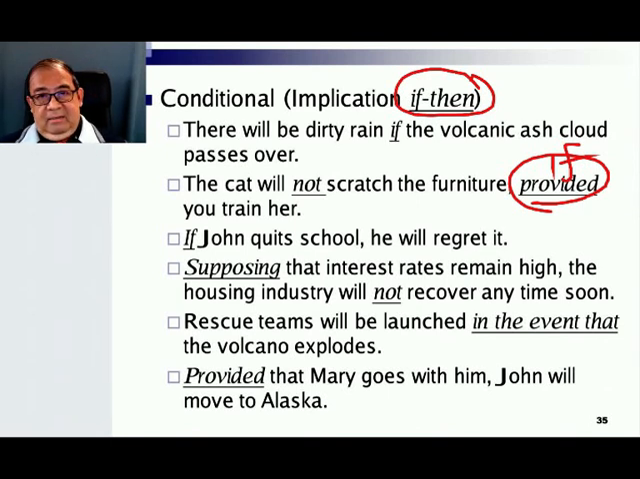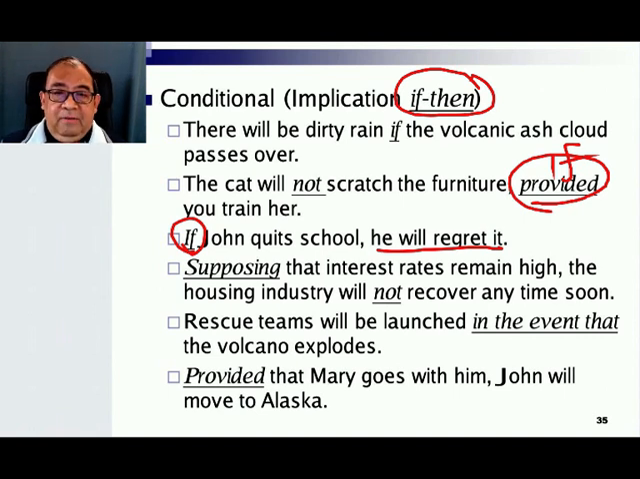Provided that. Okay. So you can go out, provided that you come back at 10. So this is just if, right? If you come back at 10, then you can go out. This is another English way of saying the if-then concept. And then, of course, if John quit school, he will regret it. So the comma is equal to then.